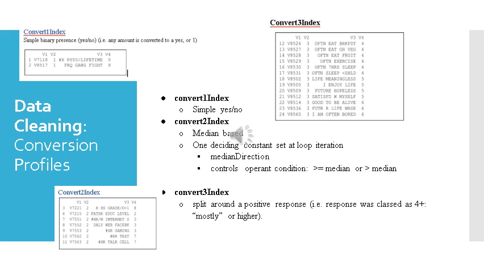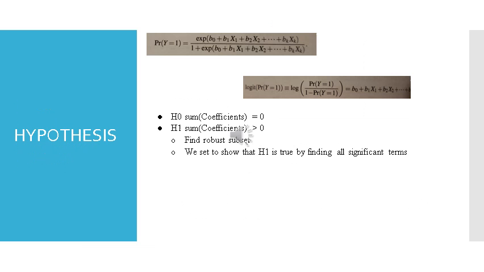For the data cleaning process, we mainly had three types of conversions. The first one was a simple binary 0 or 1 conversion. The second conversion was based on median value. Over here we converted the values which were greater than or equal to the median to 1. The third conversion was to split around a positive response.